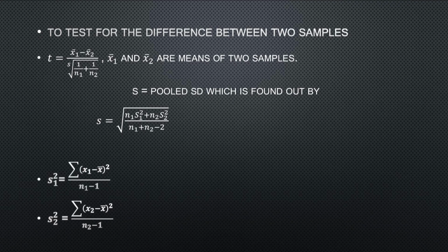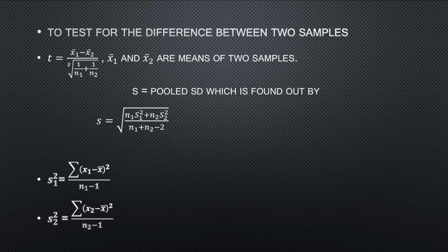To test for the difference between two samples, the formula is t equal to x1 bar minus x2 bar divided by s into root of 1 by n1 plus 1 by n2. x1 bar and x2 bar are the means of the two samples.